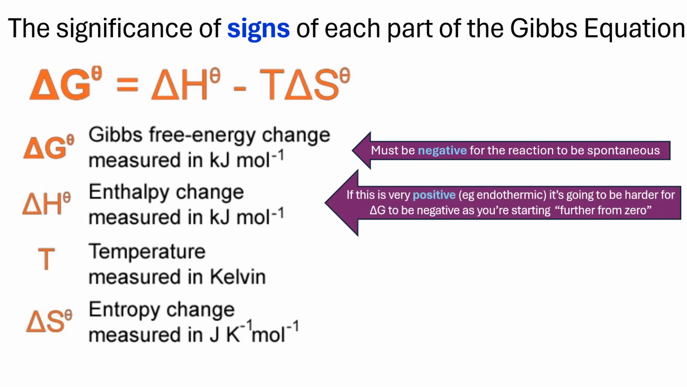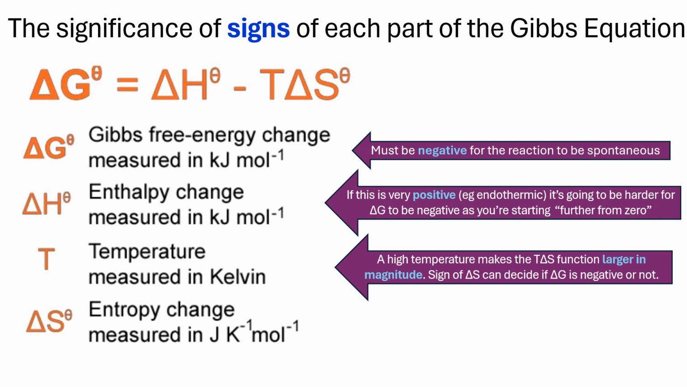If the enthalpy change is very positive, e.g. an endothermic reaction, it's going to be harder for delta G to be mathematically negative as you're starting further from zero into the positive realm of the values of the integers. So if T is high, that makes the T delta S part, in other words this section, larger in magnitude. So the sign of delta S can decide if delta G is negative or not.